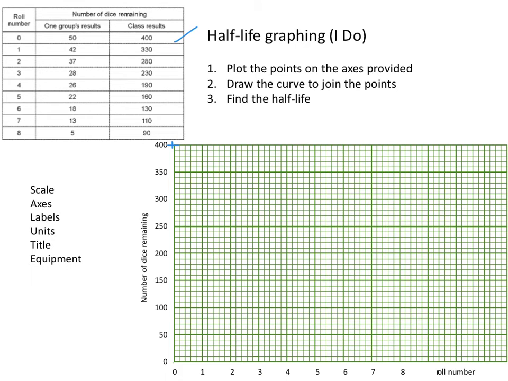Next point is 1 and 330. So I can see, because we've got 5 little squares in between 300 and 350, every single little square is worth 10. So it goes 50, 60, 70, 80, 90, 100. So up here, across to 1 on the number of rolls. 300, 310, 320, 330. Let's draw a little cross for 330. Number 2 is 280.